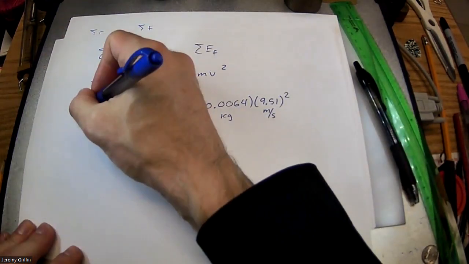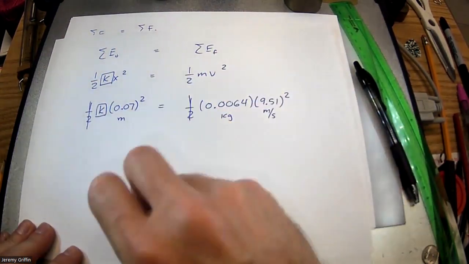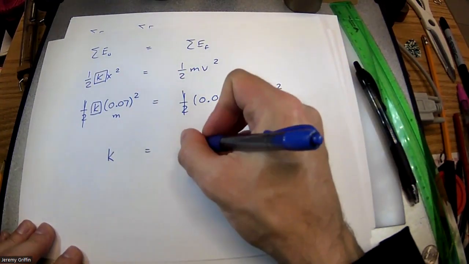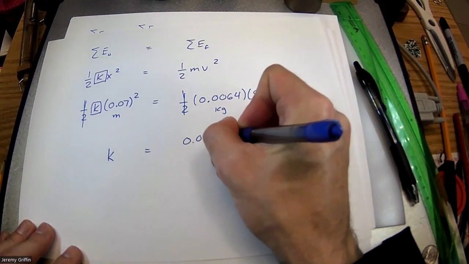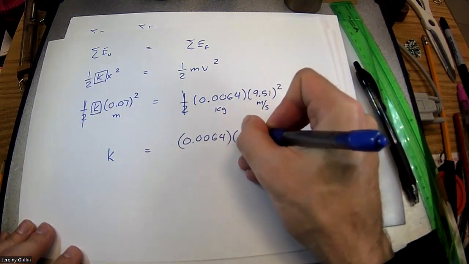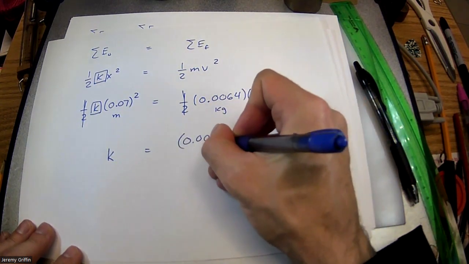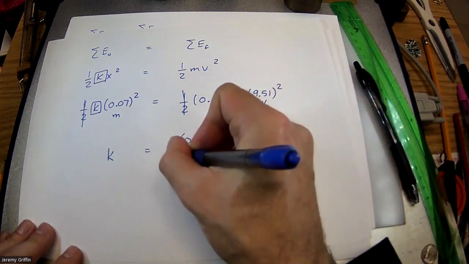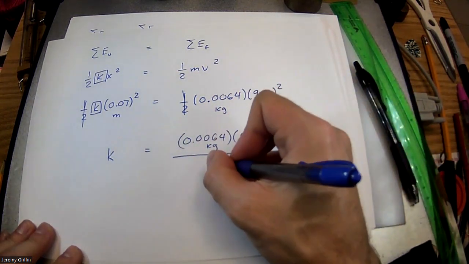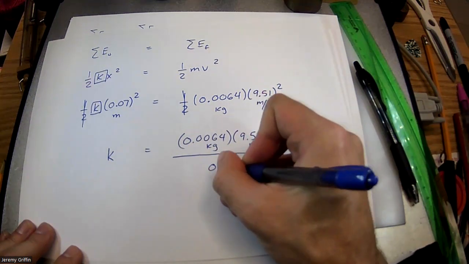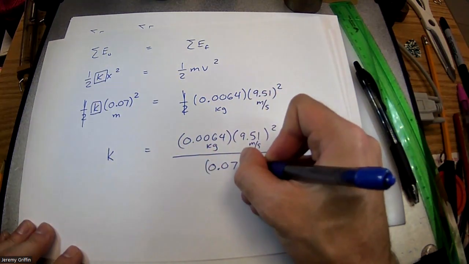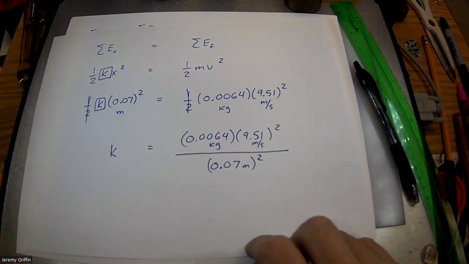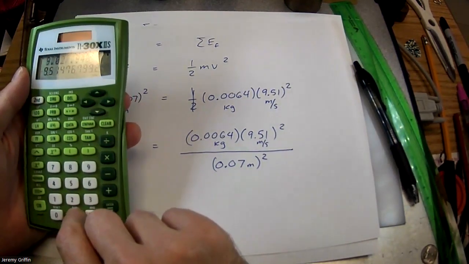Looks like the one half cancels out. I'll just take care of that right here. And K is the mass of the ball, in kilograms, times the blast speed squared, all divided by the compression of the spring squared. So let's put it all together.